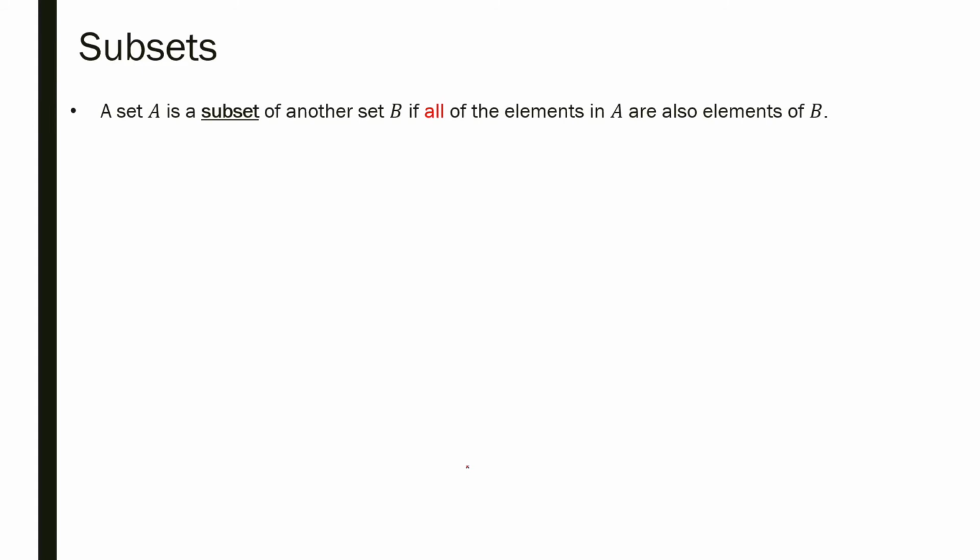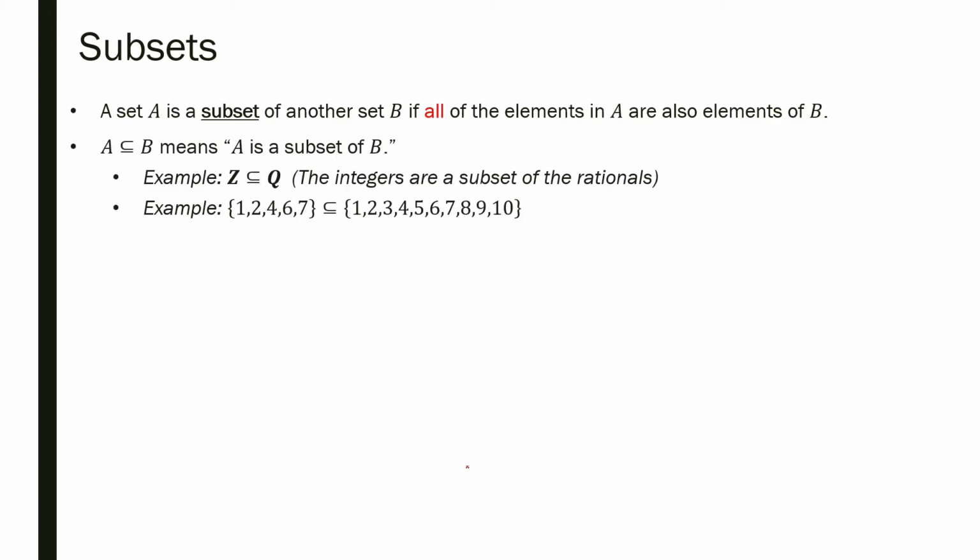Okay, subsets. This is something we definitely have not talked about. A set A is said to be a subset of another set B if all of the elements of A are also elements of B. This is the notation that we use. It's a little sideways cup with a line. It just means that A is a subset of B.